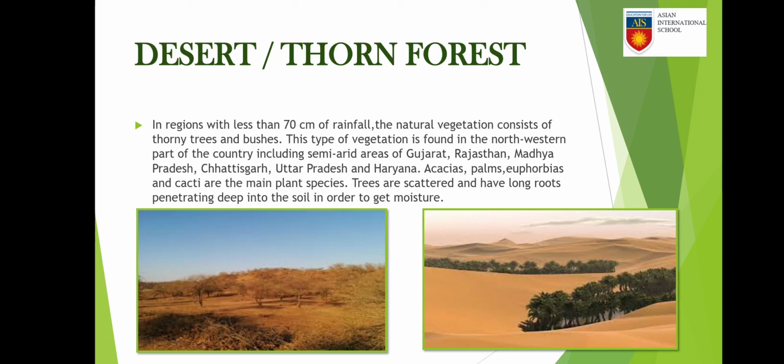These trees are scattered and have long roots penetrating deep into the soil in order to get moisture. The thorn forests are found in the desert region of Rajasthan and Gujarat. The trees and the shrubs found in this region have long roots to absorb water from the soil. Thick bark and small leaves are other features of the trees found in these areas. Babul and kikar are the main trees found here.